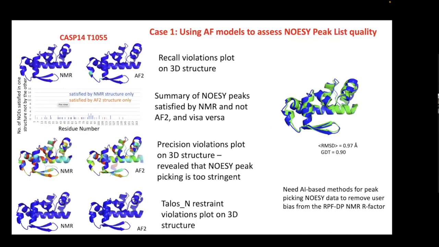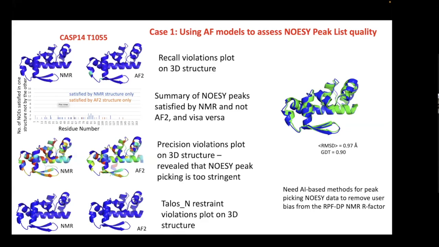So this is one of the targets that Theresa talked about. This is a target, CASP T1055, which was very accurately predicted. The RMSD was under an angstrom for the backbone, and the GDT score about 90%. And here's a summary of these statistics she described. If we look at the AlphaFold model, or the NMR model for that matter, we find a lot of violations. These are short distances that are not explained by the NOESY peak list. And when we worked with the person who did the structure, we learned that they made a very, very stringent peak picking, a very stringent threshold.